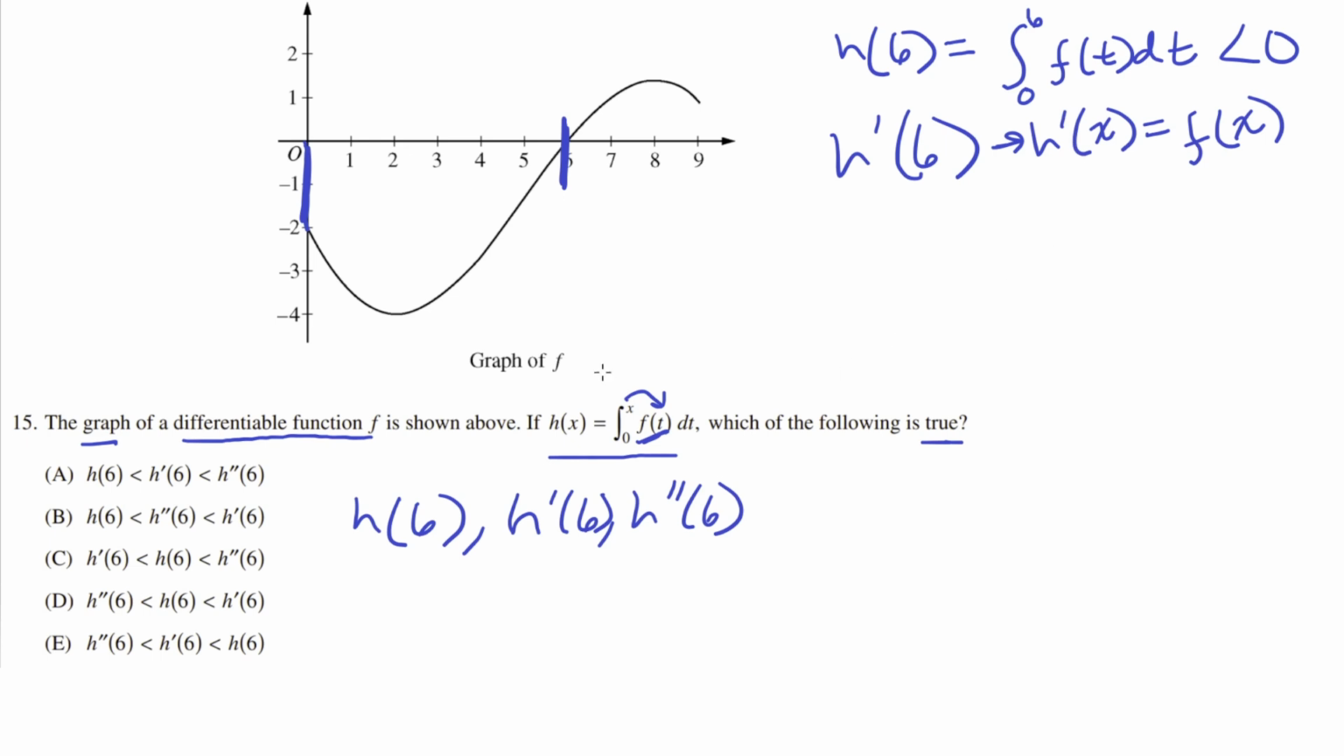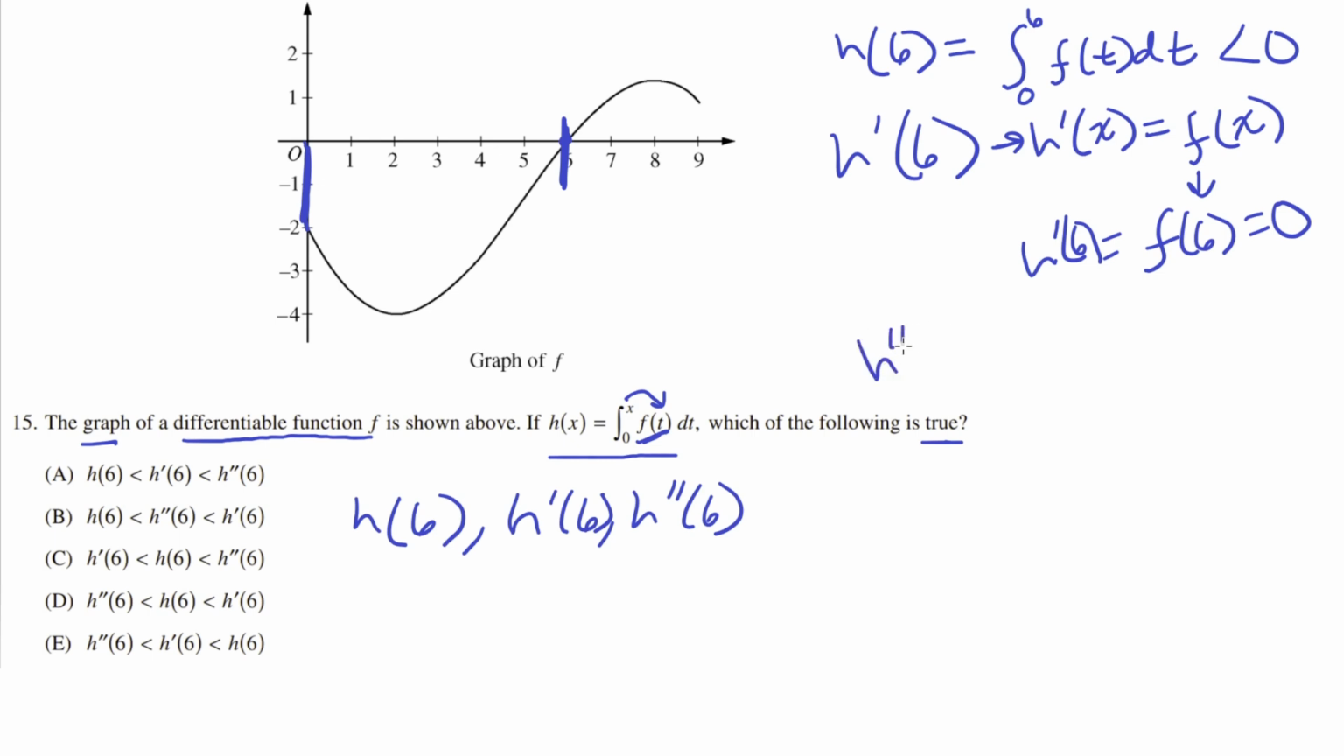And we have the graph of f here. And we see that, so all we need to do to find h prime of 6 is just find f of 6, because that's equal to h prime of 6. And f of 6, at an x value of 6, is just equal to 0. So that means h prime of 6 is 0.